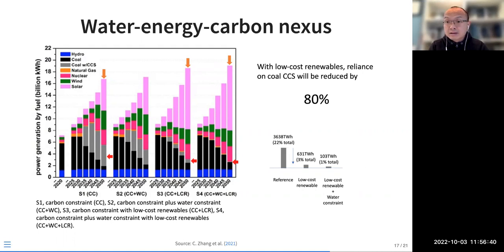We see with lower cost of renewables, it reduces the need for carbon capture and sequestration in the system to deliver carbon neutrality goals, to reduce the carbon emissions. And if we add a water constraint to it, because CCS, carbon capture and sequestration, still uses water, and if water is a constraint, that almost completely kicks out the need for CCS. So that adds to the discussion that if we have cheap renewables, if we have water constraints, we don't need CCS. It's not feasible for CCS to really play a role.